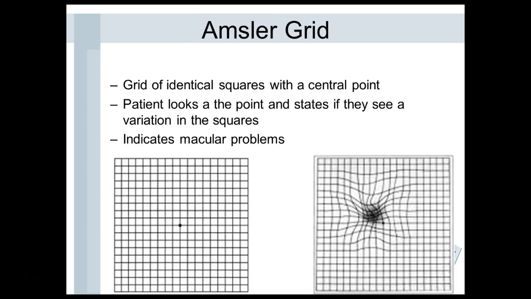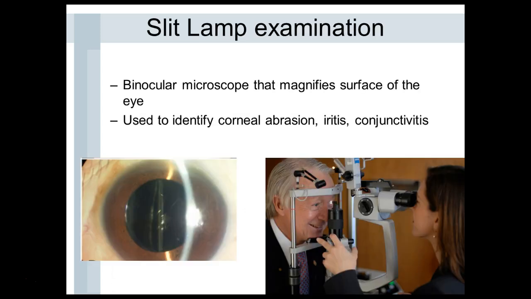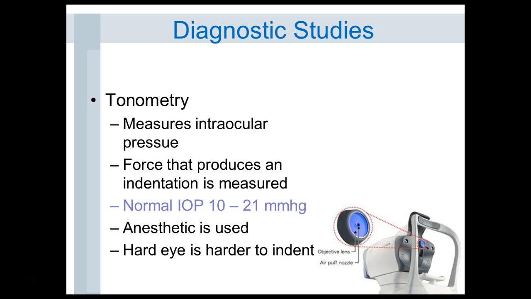The Amsler grid. This is another diagnostic tool. It's a grid of identical squares with a central point. The patient looks at the point and states if they see a variation in the squares. This can be indicative of macular degeneration. The slit lamp. This is a way of looking at the corneal surface to identify corneal abrasions, iritis, or conjunctivitis.